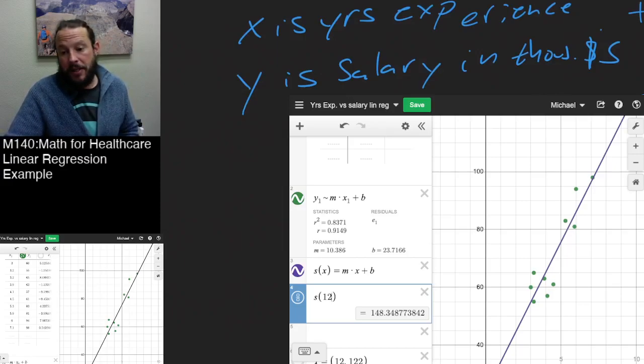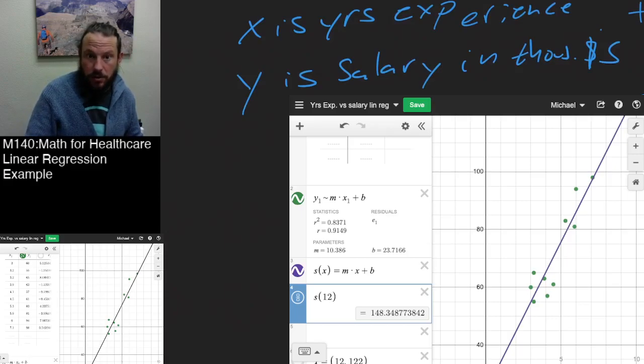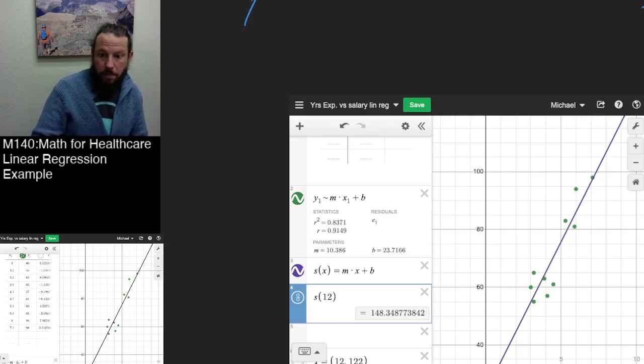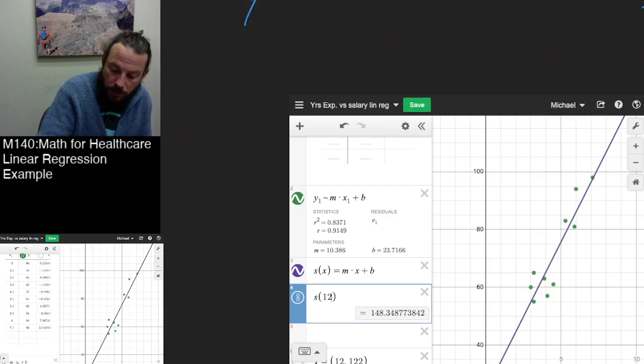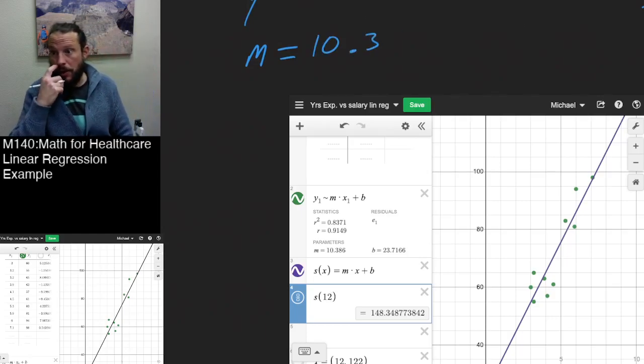So now we ask, and that's thousands of dollars, and 12 is in years experience. So I guess something that we should look at here is, what about the slope of this line? All right. Well, the slope equals 10.39-ish. I'm just going to write that down for now.